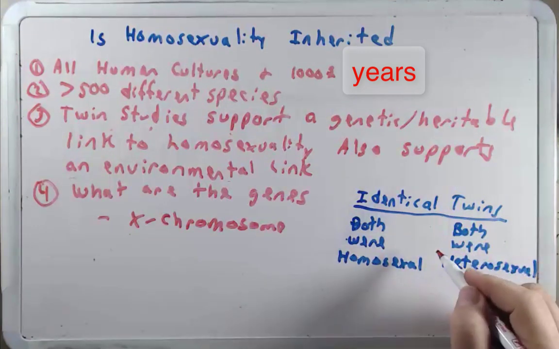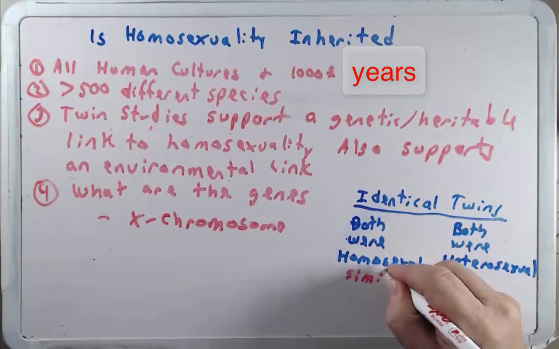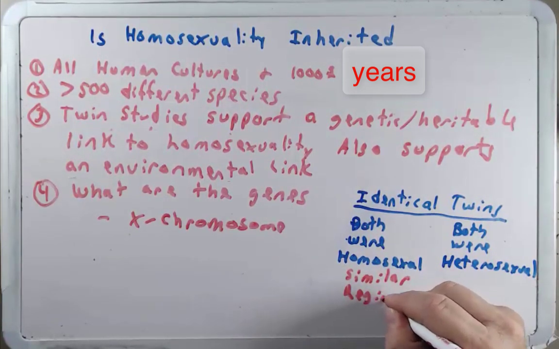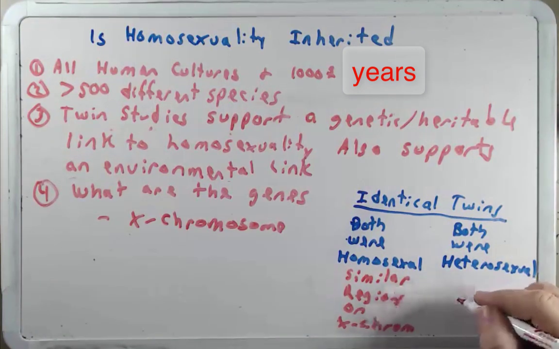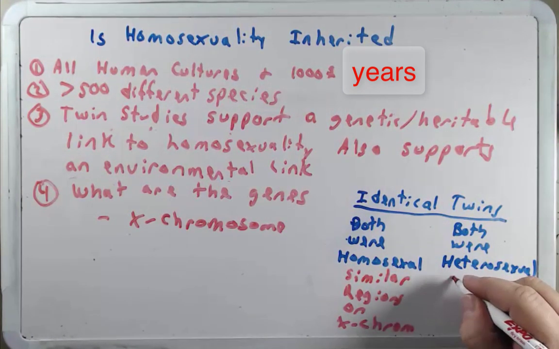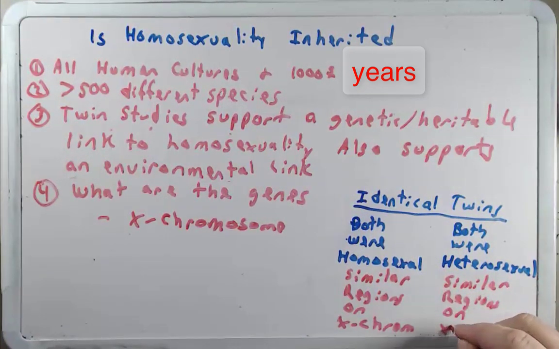The identical twins who were homosexual had similar regions on the X chromosome. The same is true with the twins that were heterosexual. They also had similar regions on the X chromosome, but they weren't the same. These similarities were only found amongst the homosexual twins, whereas the similarities on these X chromosomes were only found in identical twins who were heterosexual.